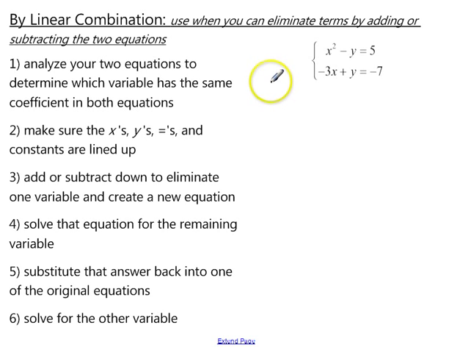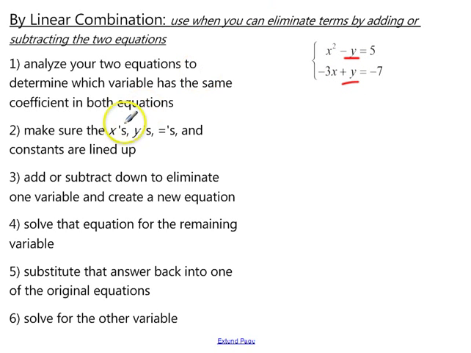We can also use linear combination when we have equations where we can eliminate a term by adding or subtracting the two equations. So first, analyze the two equations and determine which variable has the same coefficient in both equations. So here we have an x squared, but our second one doesn't have an x squared. The second one has an x, but the first one doesn't have an x. So really the only one that we can hope to eliminate is the y. Thankfully, they both have a coefficient of 1.